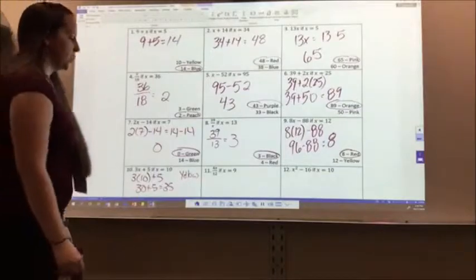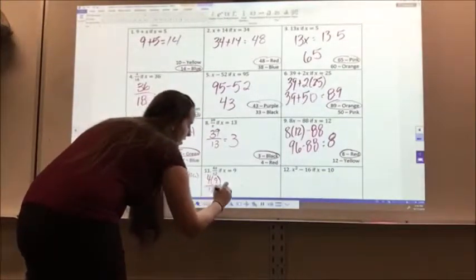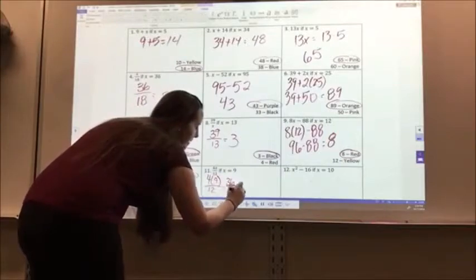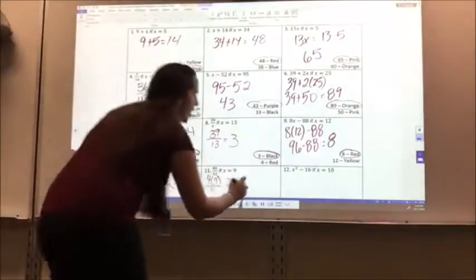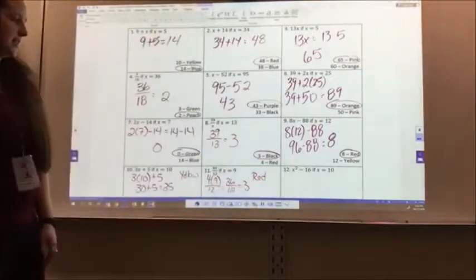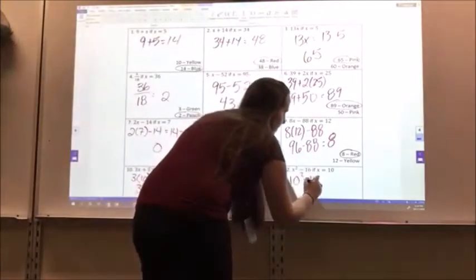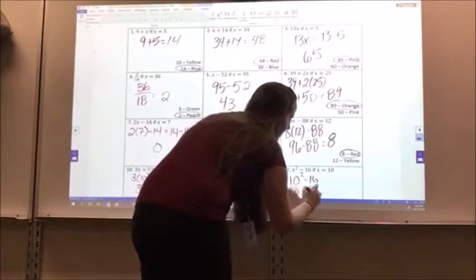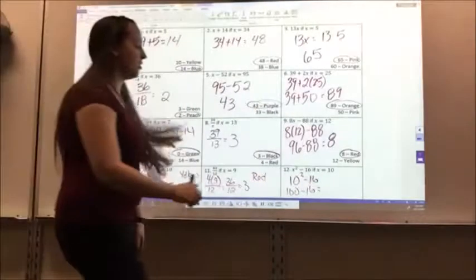4x over 12 if x equals 9. So 4 times 9 divided by 12 is 36 divided by 12, which will give me 3. So they're all going to be red. And then x squared minus 16 if x equals 10. So 10 squared minus 16, that's 100 minus 16, which equals 84, which is also going to be red.